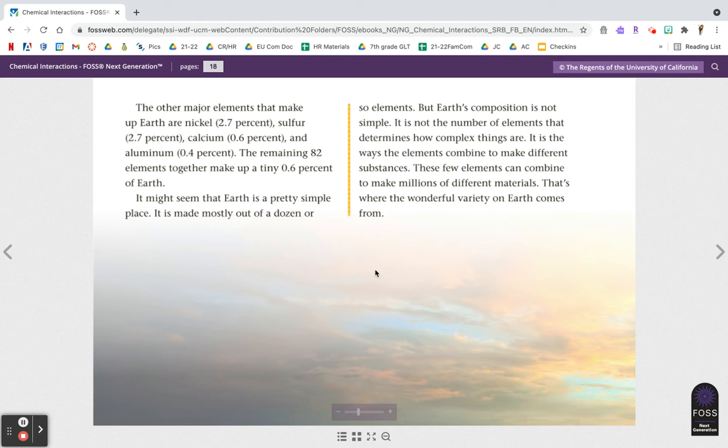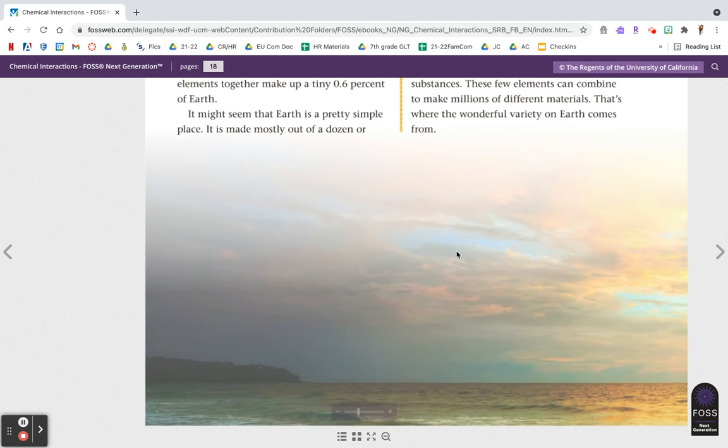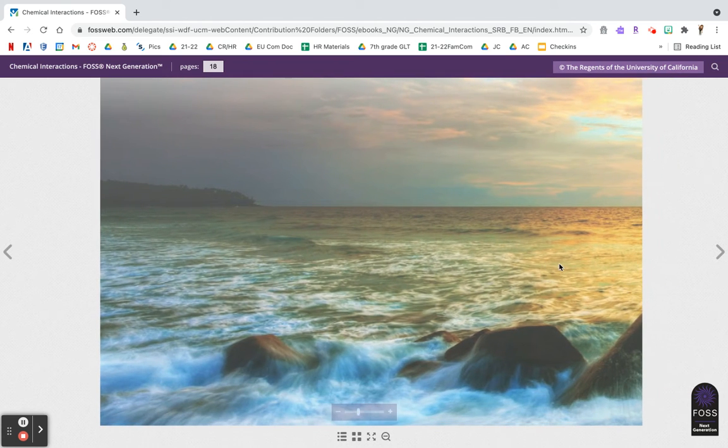But Earth's composition is not simple. It is not the number of elements that determines how complex things are. It is the ways the elements combine to make different substances. These few elements can combine to make millions of different materials. That's where the wonderful variety of Earth comes from.